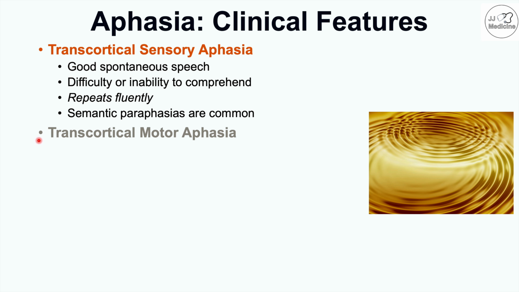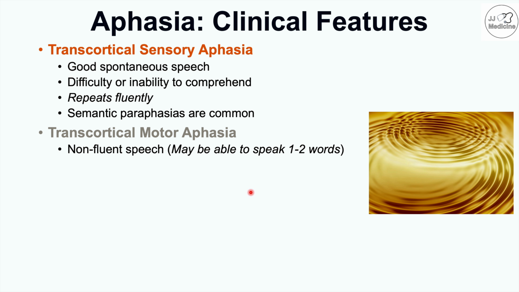The next aphasia we're going to talk about is transcortical motor aphasia. So again, this involves lesions or an injury around Broca's area, but not involving Broca's area. So they're going to have a milder form of Broca's aphasia. They're going to have non-fluent speech, but they may be able to speak 1 to 2 words. So it's going to cause a non-fluent speech like Broca's aphasia.